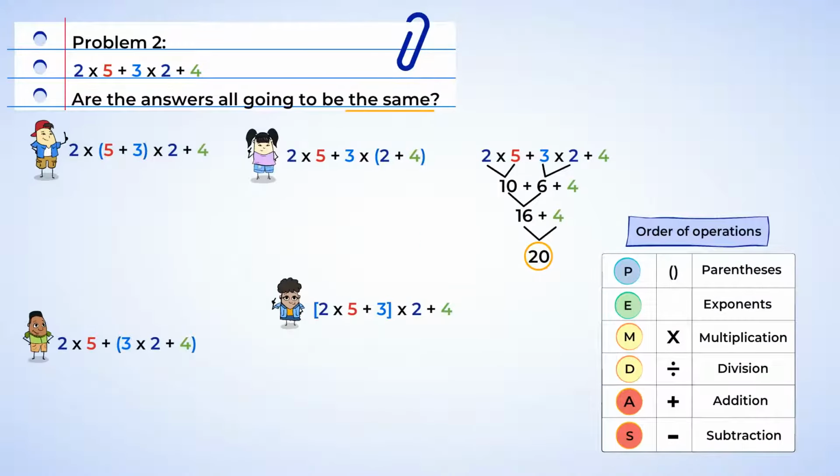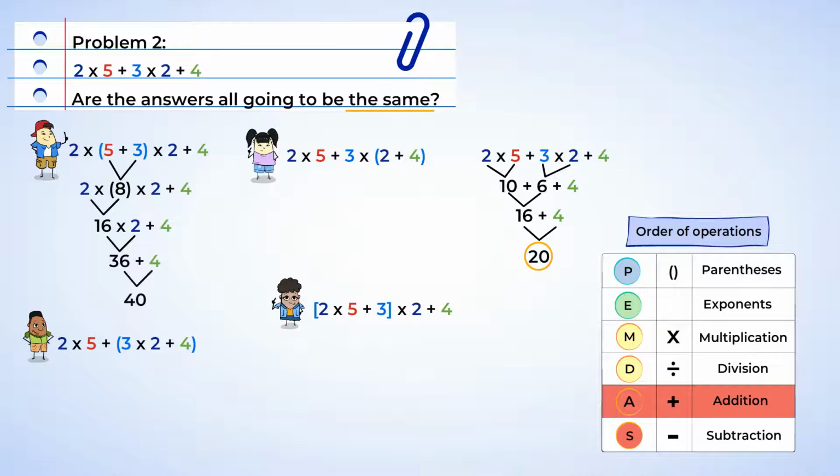When the expressions have parentheses in them, the problem changes. We need to start with what is in the parentheses before we can move on to multiplication and addition. Chen will have to add 5 plus 3 to get 8, and now he can multiply 2 times that 8 to get 16. Multiply by 2 again to get 32, and 32 plus 4 is 36, and that is a different number.